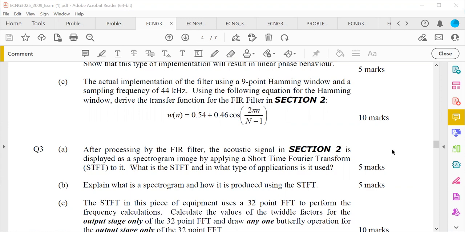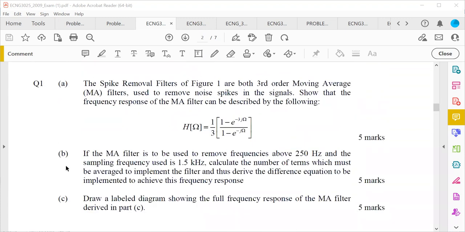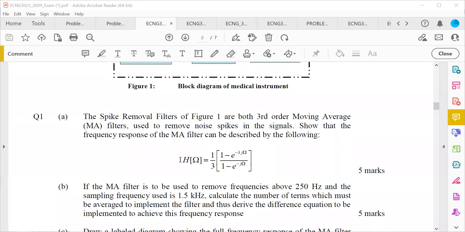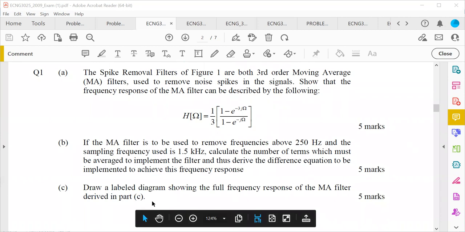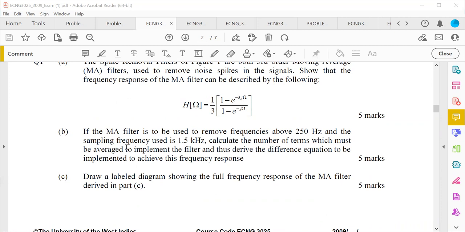Sometimes people answer, like for instance, in question one here, right? When I had the draw label diagram showing the full frequency response of the moving average filter derived in part C, I noticed that some people actually responded to this question here. And I mean, this one is fairly straightforward. It should have been part A here, right? In derived in part A, I have part C. I didn't pick up that. So some people gave me the answer for part A. Some people gave me the answer for part B.